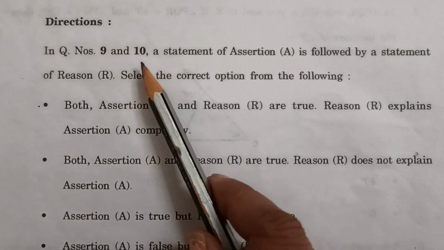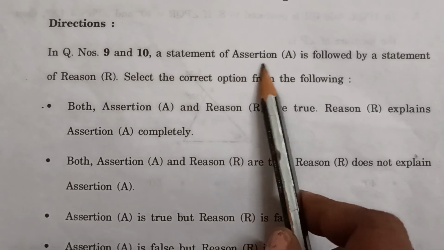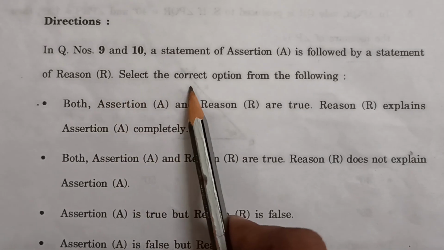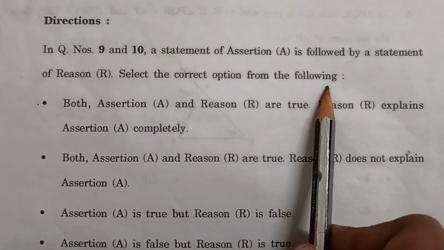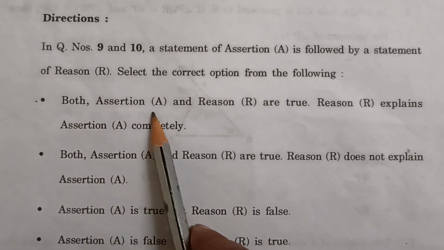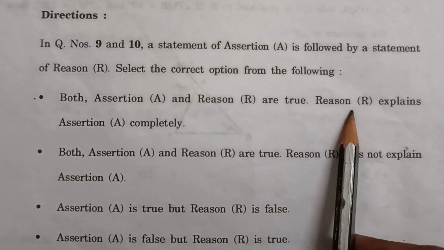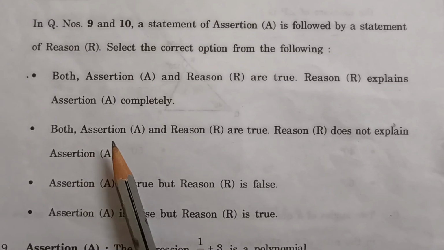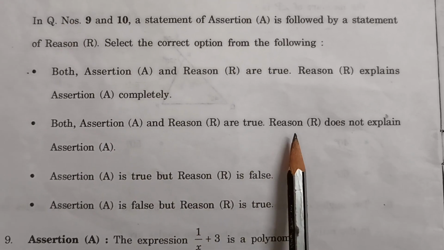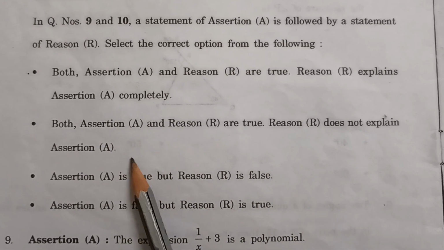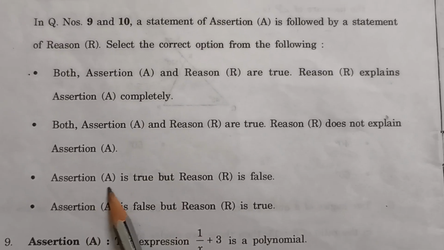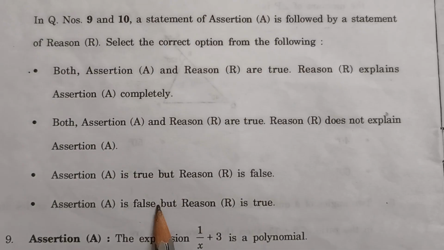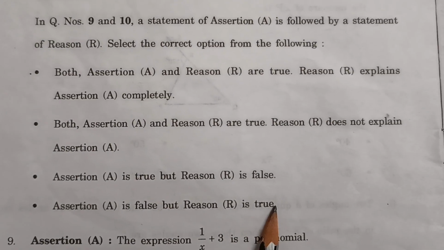Directions. In question number 9 and 10, a statement of assertion A is followed by a statement of reason R. Select the correct option from the following. Both assertion A and reason R are true. Reason R explains assertion A completely. Both assertion A and reason R are true. Reason R does not explain assertion A. Assertion A is true but reason R is false. Assertion A is false but reason R is true.